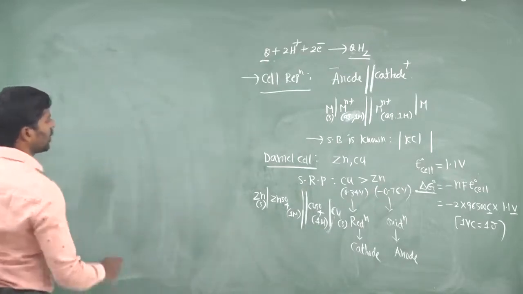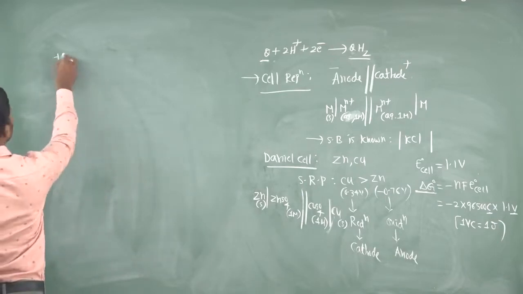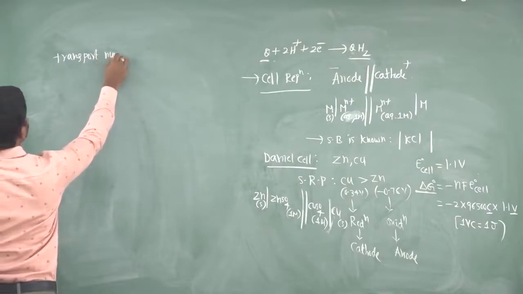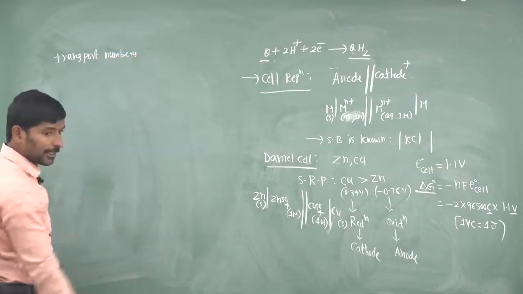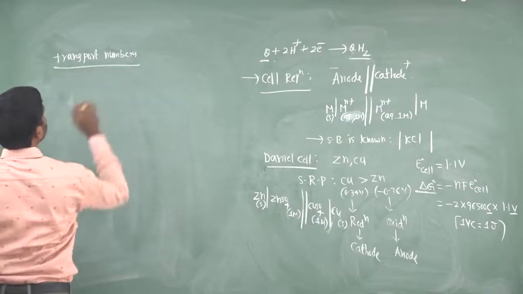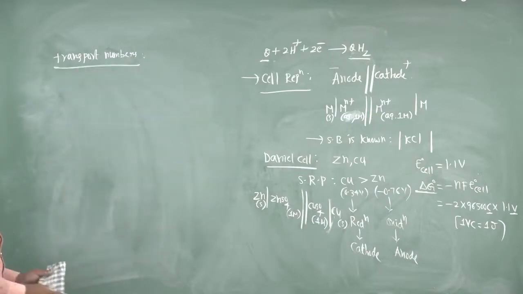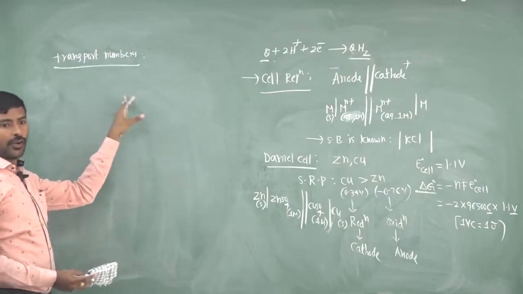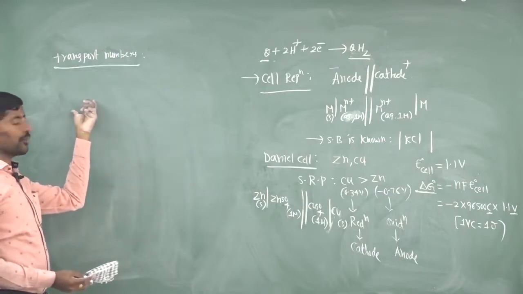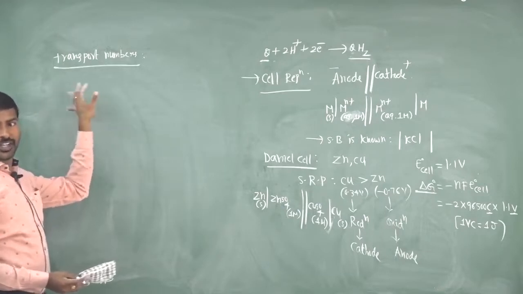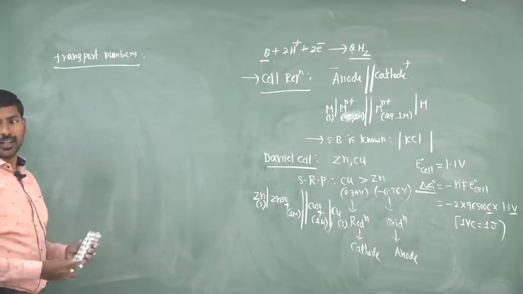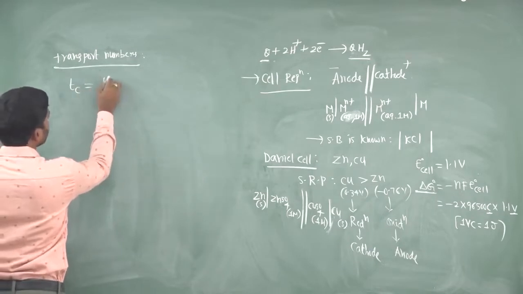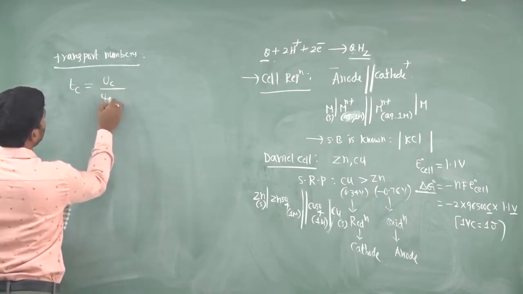Next we discussed transport numbers. What is the transport number? That is the fraction of current carried by an ion in the total current. In the total current flowing through the solution, how much current is carried by an ion, that is called its transport number.